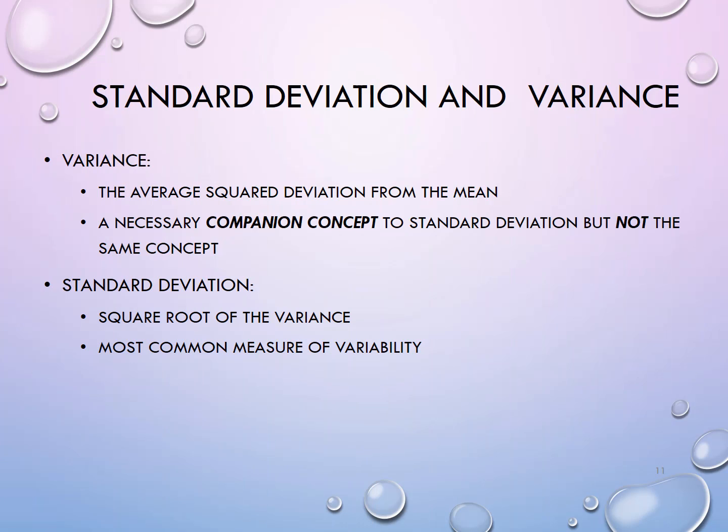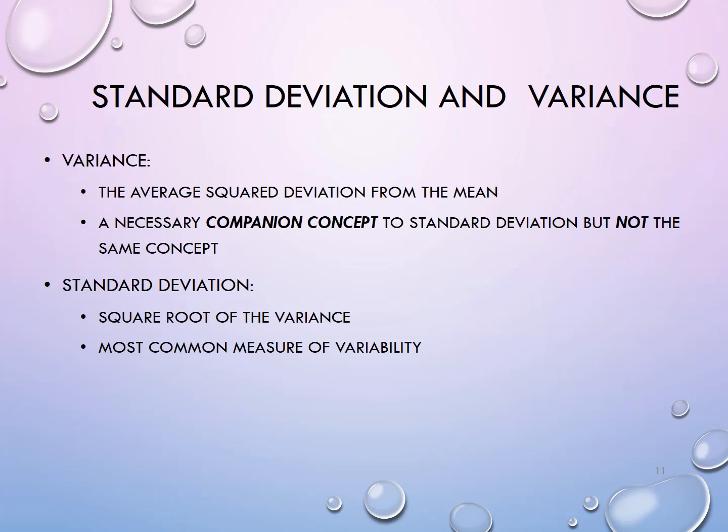The most common and most important measures of variability are the variance and the standard deviation. Both of these increase or decrease based on how closely the scores are clustered around the mean. So they both are measures of the standard or the average distance away from the mean. The variance is the average of the squared deviations from the mean of the distribution. It's a necessary companion concept to the standard deviation, but it's not the same concept. The standard deviation is the square root of the variance.